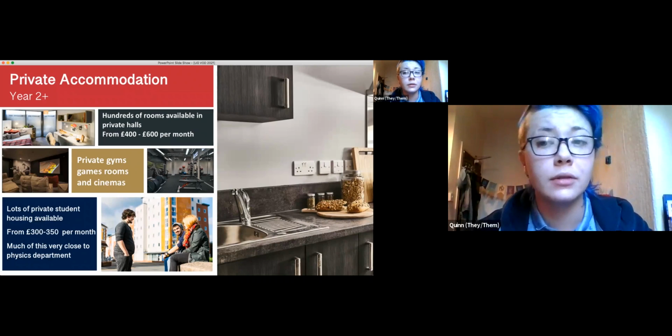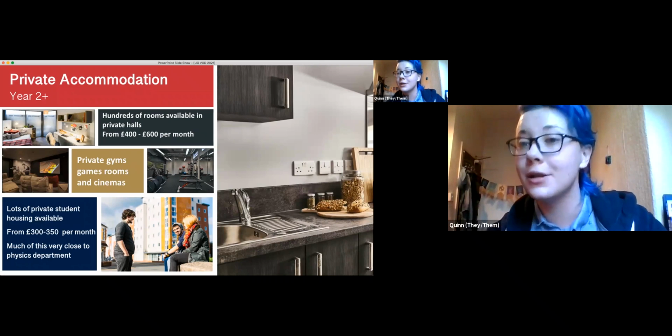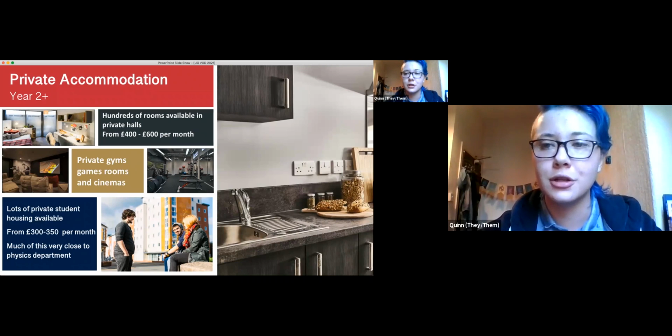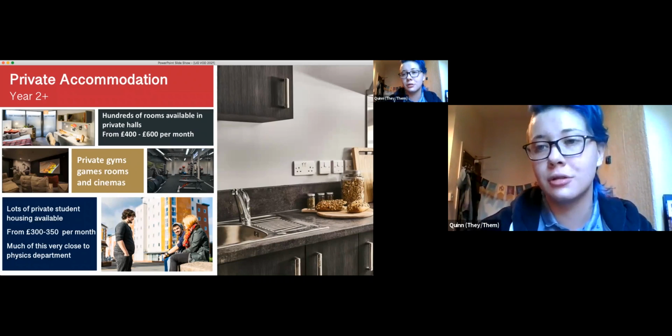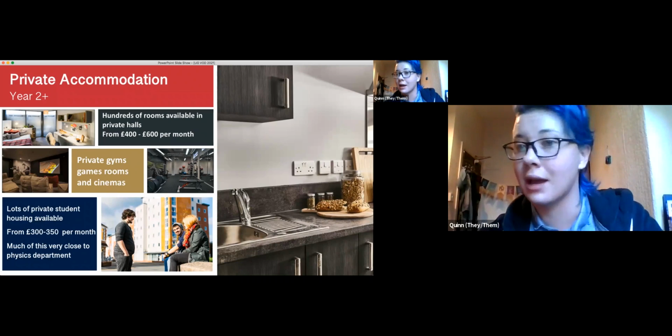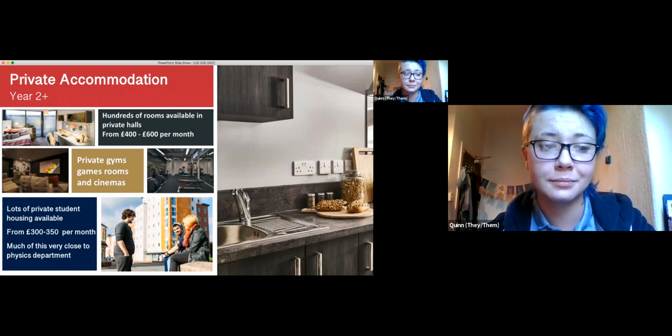They're really helpful even if you don't use them to find your house. They're just helpful because they care that the students at the uni are safe and in good accommodation.